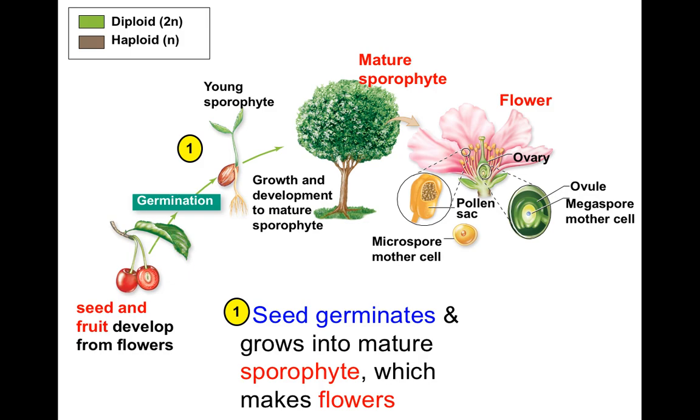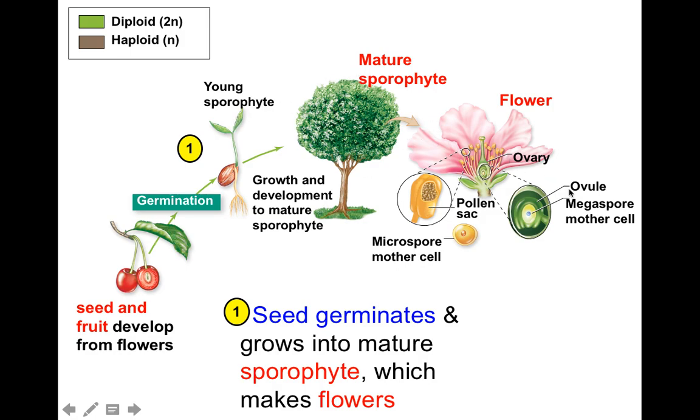Okay, so let's go through the life cycle of an angiosperm. So here we have a cherry as a representative angiosperm. So let's start with the sporophyte, right? So we're going to start here. A seed is going to germinate and grow into a mature cherry tree here. So this is going to be diploid, right? So this is the young sporophyte.